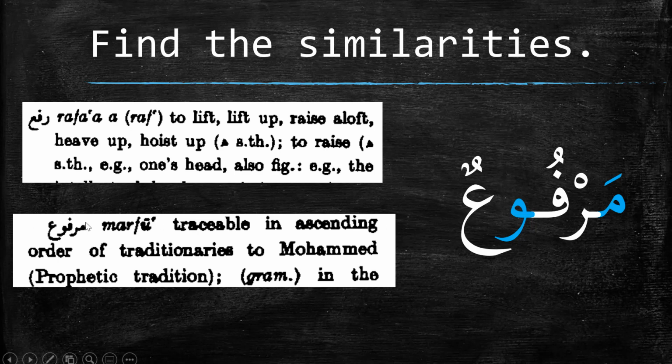Okay, now it says here traceable in ascending order of traditions to Muhammad, peace be upon him. So this is a very technical term when it comes to hadith science, the science of prophetic traditions. If a hadith is traceable back to the prophet, then it's referred to as marfu'. Now, here's an instance where understanding the form is going to help you a little bit. Is that the only meaning for marfu'? No, not just the super technical term.